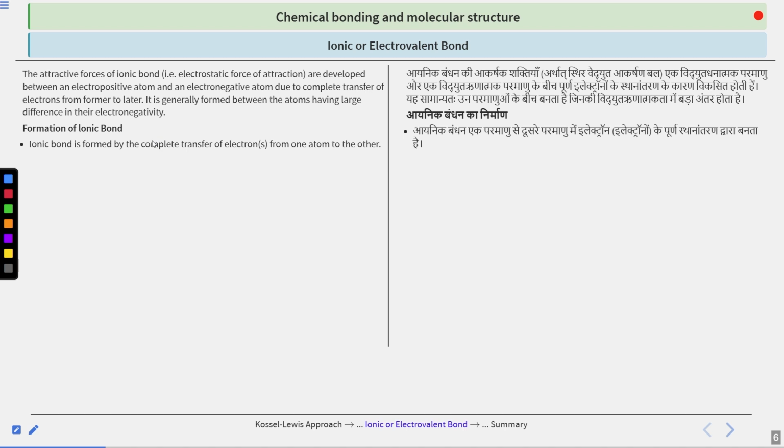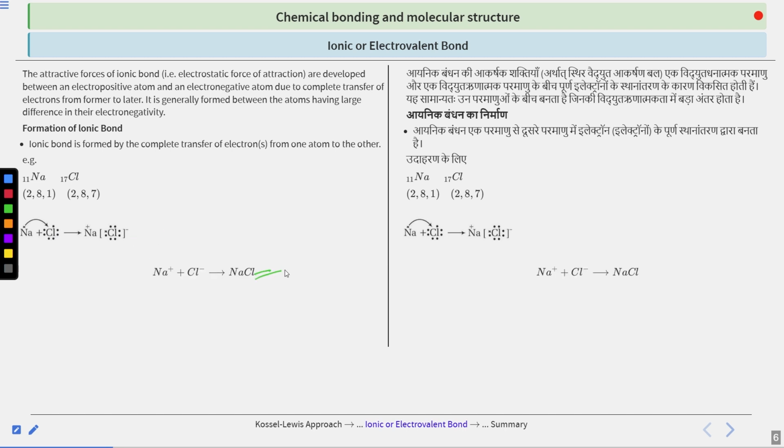Let us take an example. It is formed by the complete transfer of electron from one atom to another. I have said this. So for example, we have taken Na and Cl as the most common example, where Na has 11 electrons and chlorine has 17 electrons. Now, if one electron is transferred from sodium to chlorine, then sodium will have 8 electrons in total in the valence shell. And if one electron is added to chlorine, it will also result in 7 plus 1, 8 electrons. So both have a complete valency. In this way, the electron is transferred from sodium to chlorine, forming sodium chloride. So this is your salt.